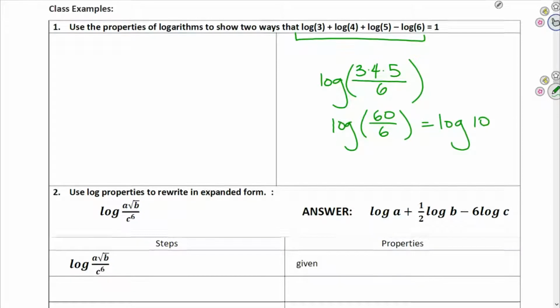All right? Now, the base is not written, and so it's base 10. And from the identity property, log base 10 of 10 is equal to 1, because 10 to the first power equals 10. And so this is equal to 1, and that's why it equals 1. Okay, but that positive numerator, negative denominator is really useful for us.